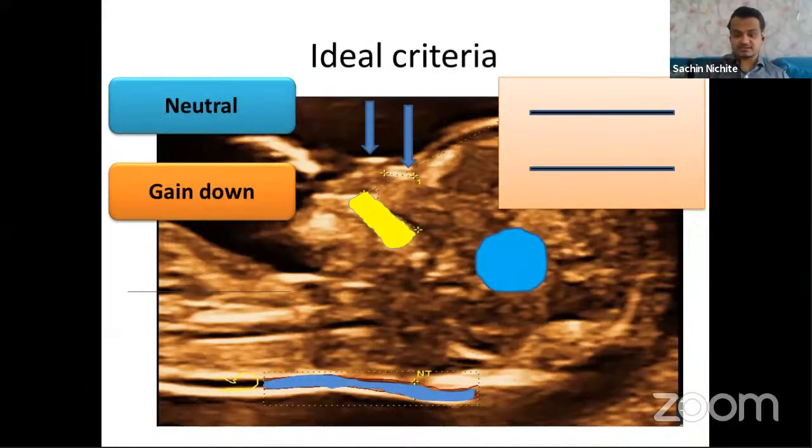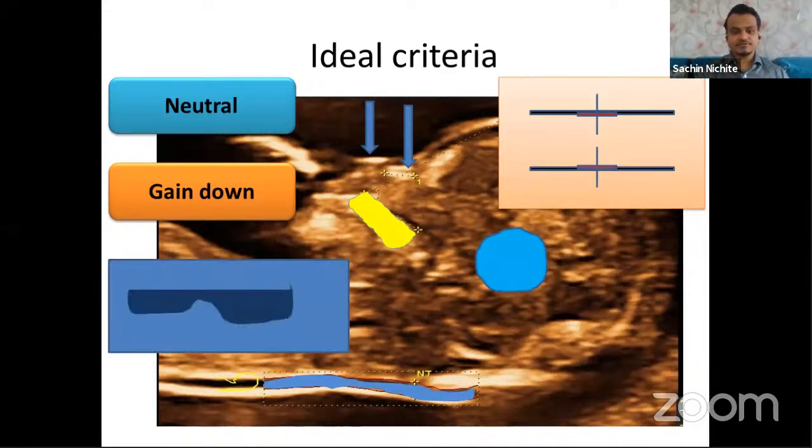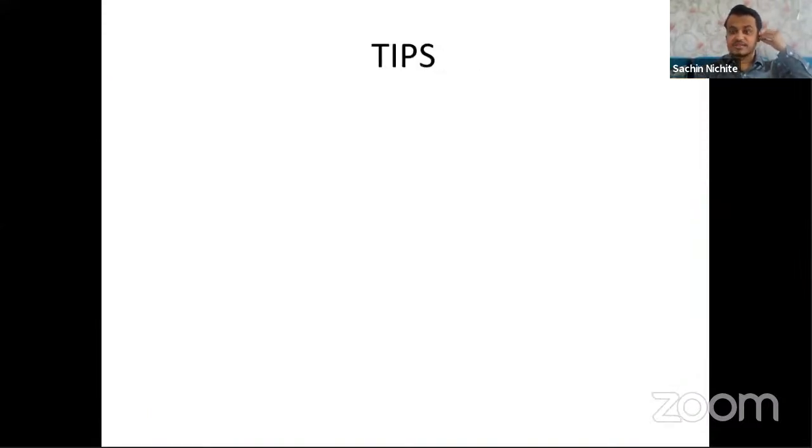These are the NT lines. The calipers have to be inner to inner, very clear. Whenever you submit images for NT accreditation, they look very specifically at this inner to inner placement or overlaying of the caliper. Now, if there is a nuchal cord and we see NT on both sides, then we take one side, we take the other side, and we take a mean of both values. Now I come to some tips and tricks.